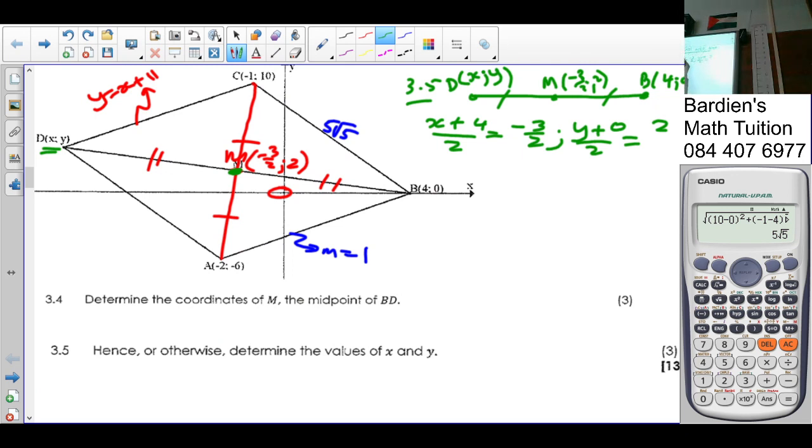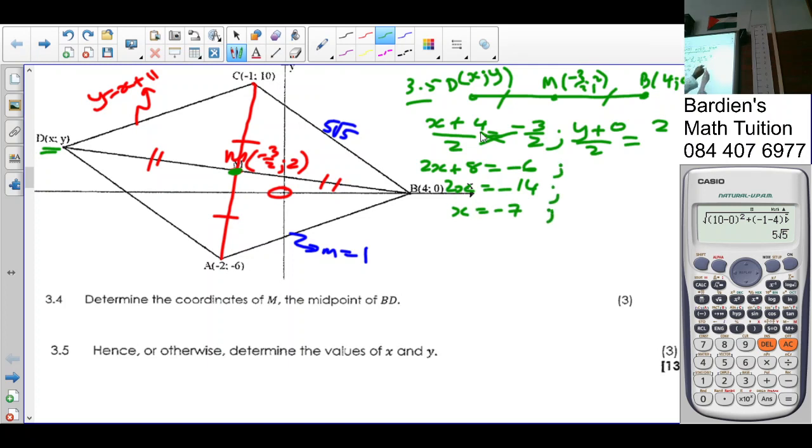So what do I do now? Cross multiply. So it's going to be 2x plus 8 equals negative 6. I could have just said x plus 4 is equal to negative 3, x is equal to negative 7. But let's act like we don't know that. So you've got 2x equal to negative 6 minus 8, which is negative 14, divided by 2 is negative 7. Okay.